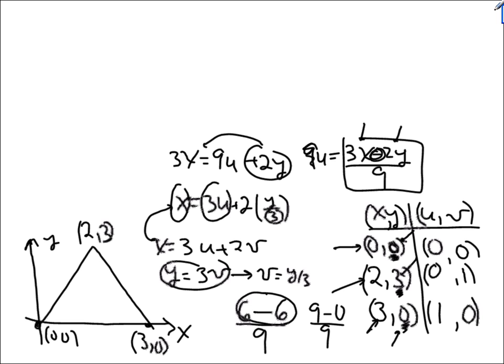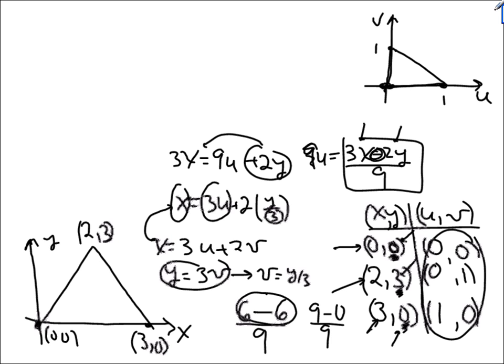So I have the ability right now to draw the UV plane. It contains 0, 0, 1, 0, and 0, 1. And you just connect the dots, just like we did in the XY plane. We took 0, 0, 2, 3, 3, 0, and we connected the dots. So that's the new region that we are integrating over.